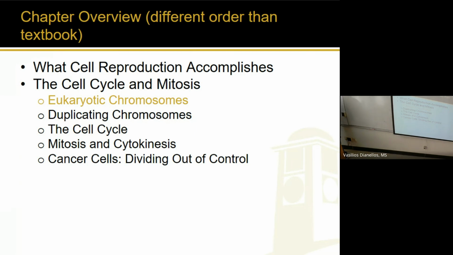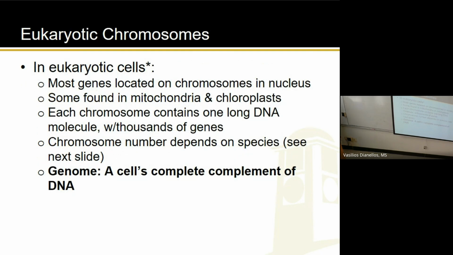You know what cell reproduction accomplishes. You know the two different types. Now we're going to really dig into it and understand how the process works. And as far as the exam is concerned, most of the questions are going to come more from this second bullet point that we're about to jump into than that first bullet point. So before you can understand any of that stuff, you need to understand eukaryotic chromosomes. So that's what we're going to talk about.